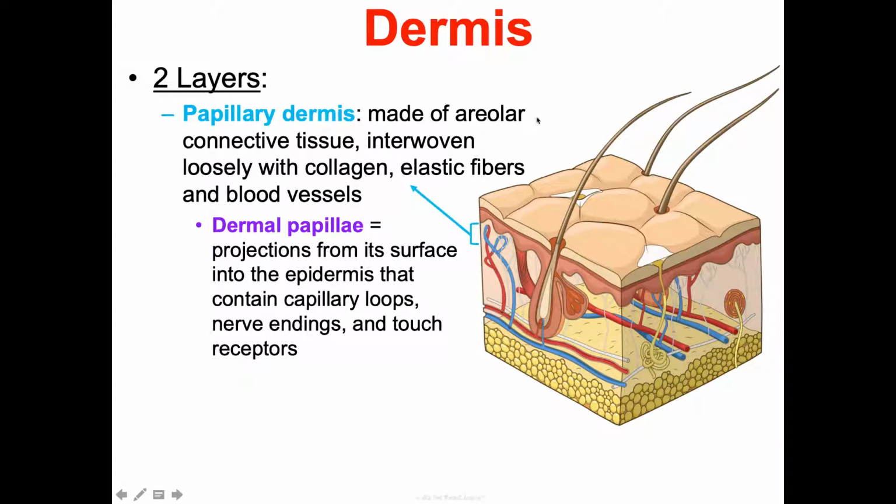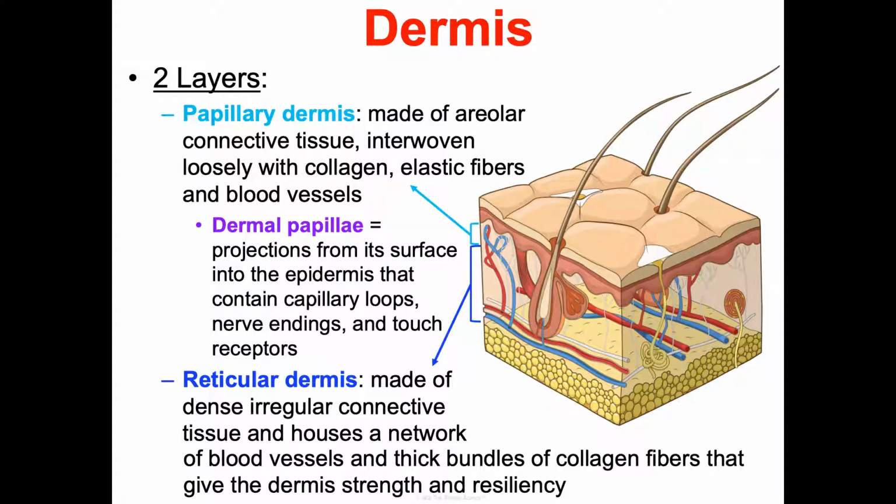And so think of it as like a little squiggly line you could draw. And these projections, these papillae, contain capillary loops and nerve endings and touch receptors that can innervate the epidermis. And then the other part of the dermis is the reticular dermis, which is made of dense, irregular connective tissue. And that's where the majority of the blood vessel network is. And there's thick bundles of collagen fibers there too, and that gives the dermis a lot of strength and resiliency.